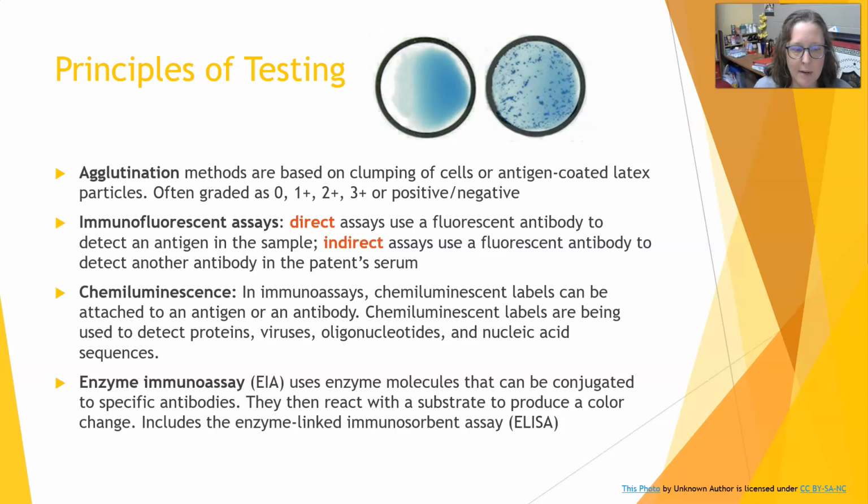In an enzyme immunoassay, an enzyme molecule can be tagged onto specific antibodies, and then they react with a substrate to produce a color change. Enzymes are always going to be color change reactions as they react with the substrate they're made to react with. This includes, for example, the enzyme-linked immunosorbent assay, the ELISA test, which is well known. All other than the agglutination, all of these are antigen-antibody reactions with a detection molecule that's tagged on an antibody or sometimes an antigen.